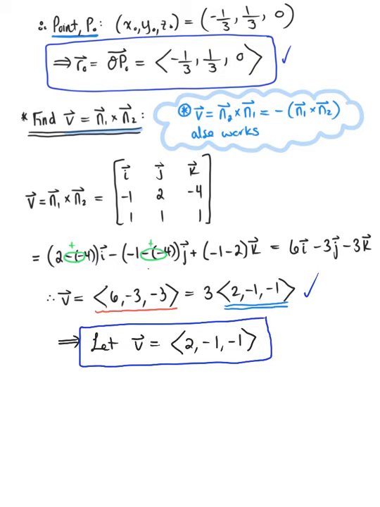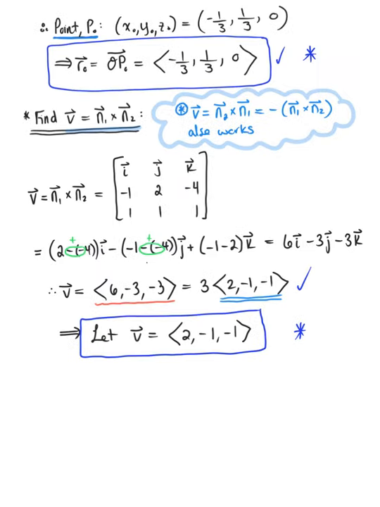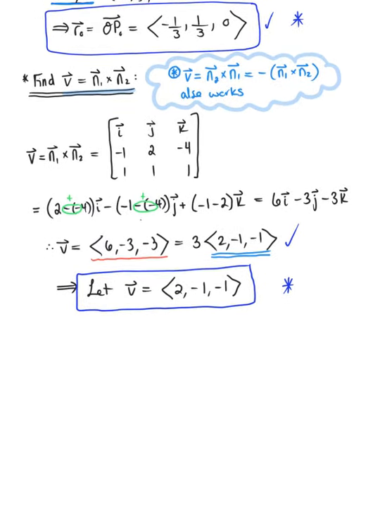Woohoo! Depending on which point you find, and depending upon what vector you use, will dictate what your line of intersection will look like. So multiple correct answers exist here. We have everything that we need, though, so let's go ahead and find the line of intersection.